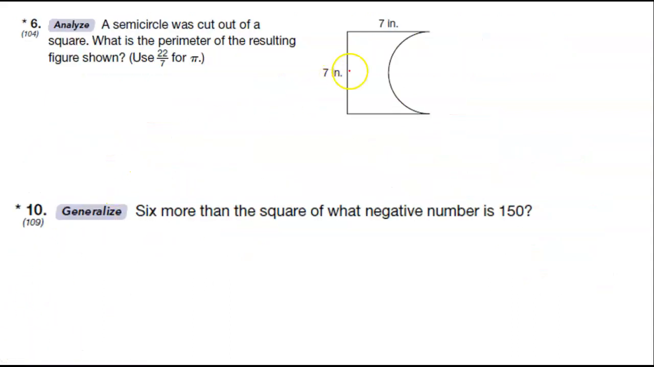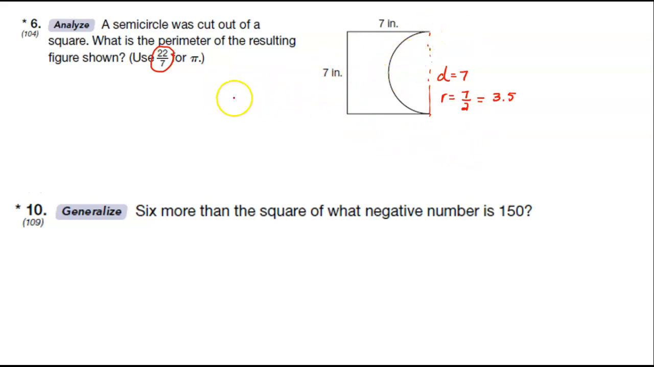BTW. Okay, oh, gross. A semicircle was cut out of a square. What is the perimeter of the resulting figure? So I know that the diameter is equal to 7. So the radius is equal to 7 divided by 2, which is 3.5. So I'm trying to find the perimeter of this.